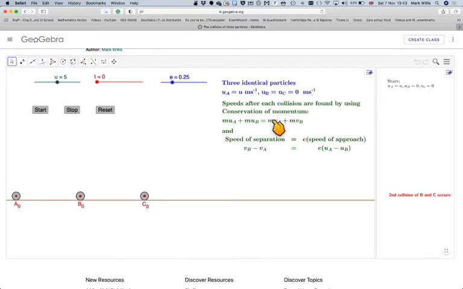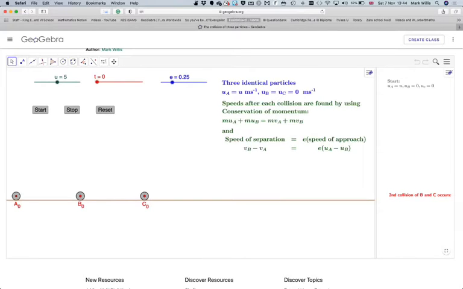of conservation of momentum, which basically says that mu_A plus mu_B is equal to mv_A plus mv_B, and then the speed of separation, the final velocity of B minus the final velocity of A, is equal to e, the coefficient of restitution, times the approach speed, which is u_A minus u_B.